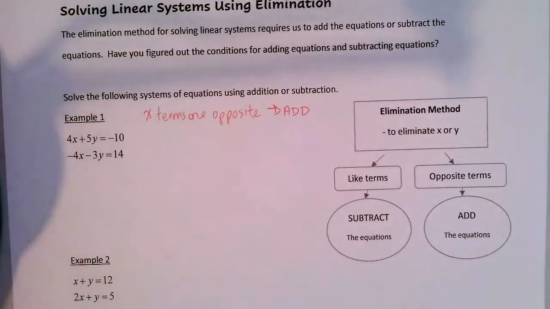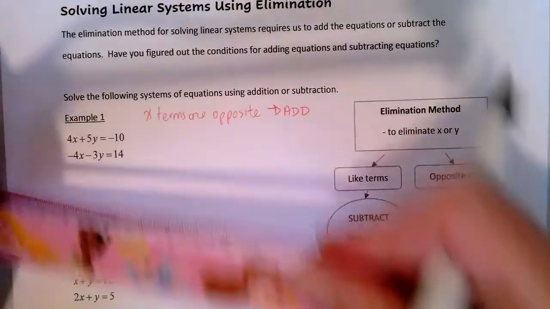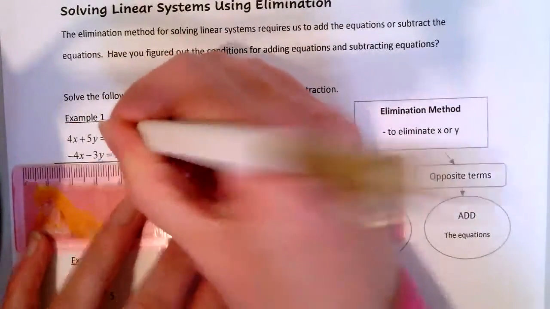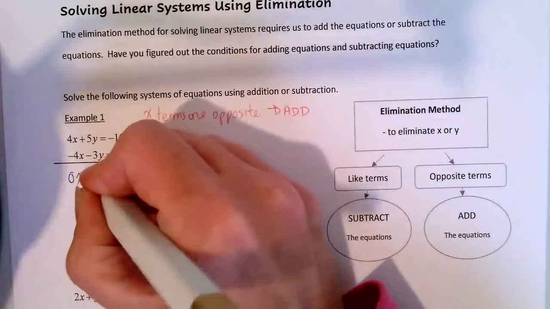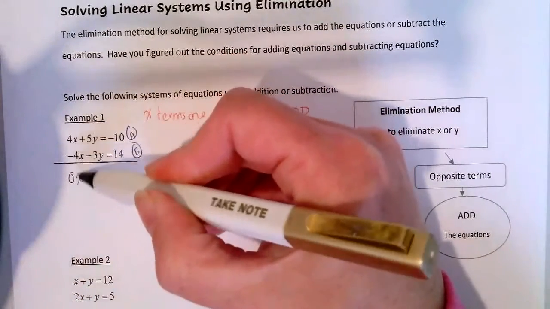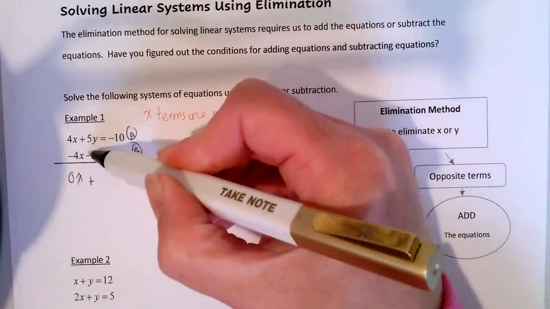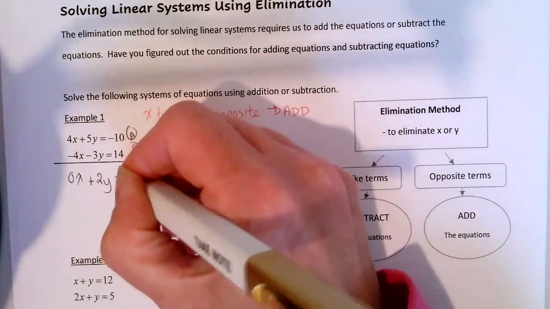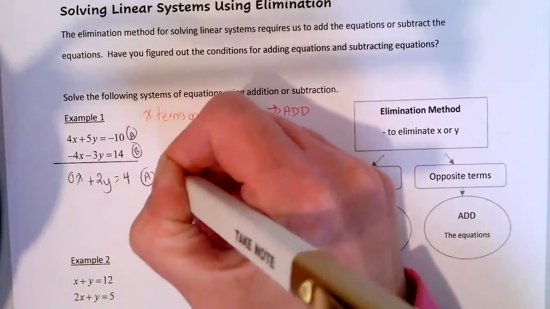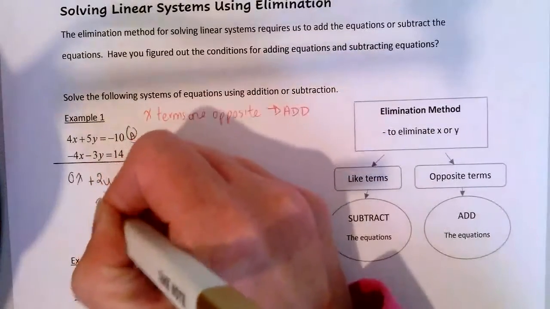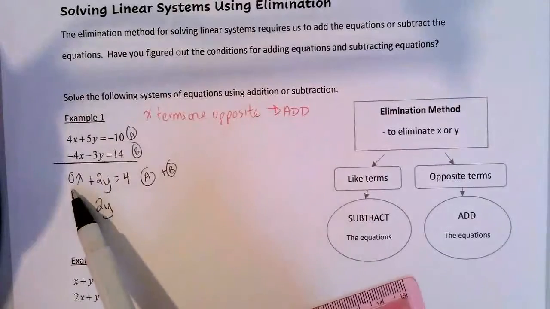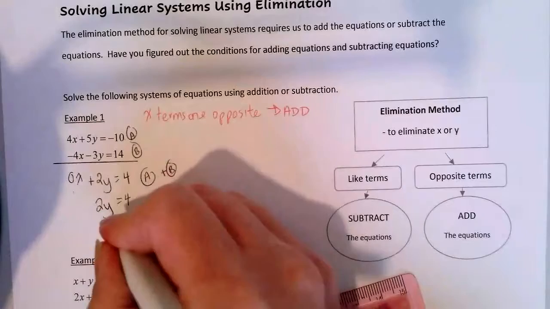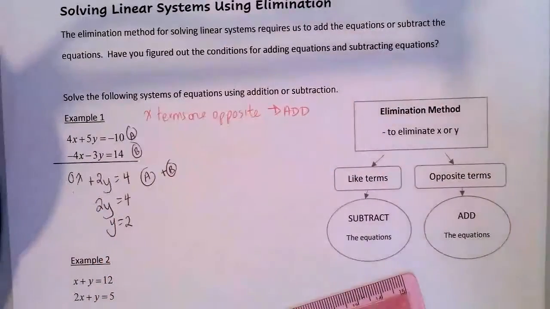So I'm going to get out a ruler, and I'm going to call them 1a and 1b, and I'm going to proceed to add these together. So 4 plus negative 4 is going to give us 0x, 5 plus negative 3 is positive 2y, negative 10 plus 14 is positive 4. So we have a plus b. We now have a 0x, which means we have eliminated the x terms. So 2y is equal to 4, so y is equal to 2.